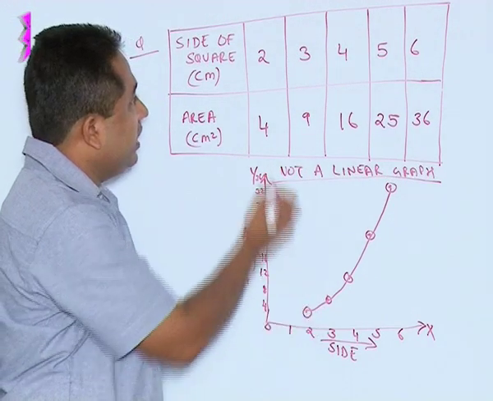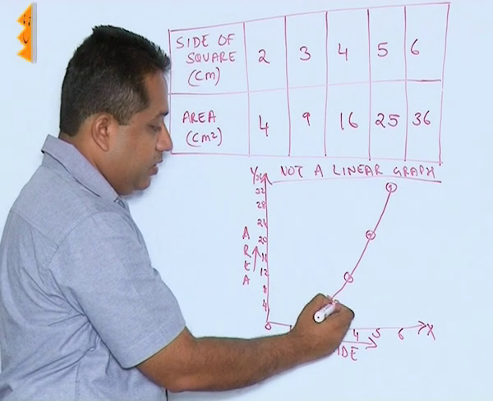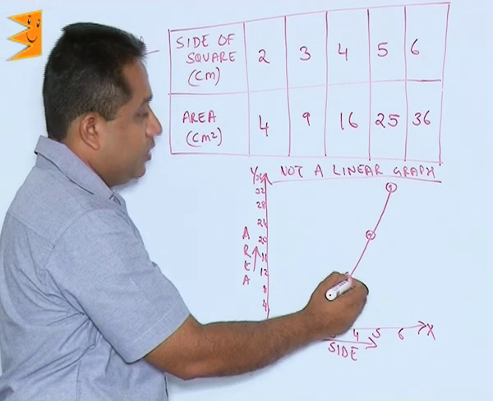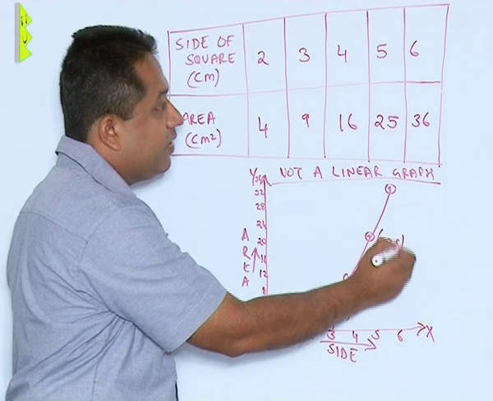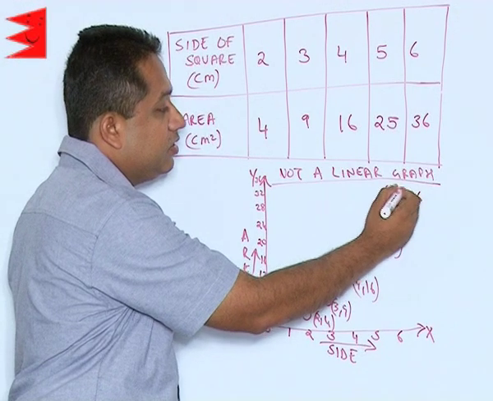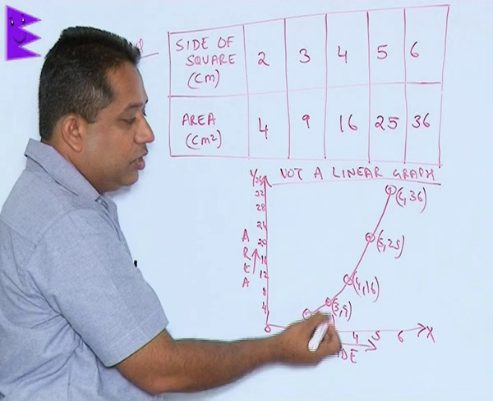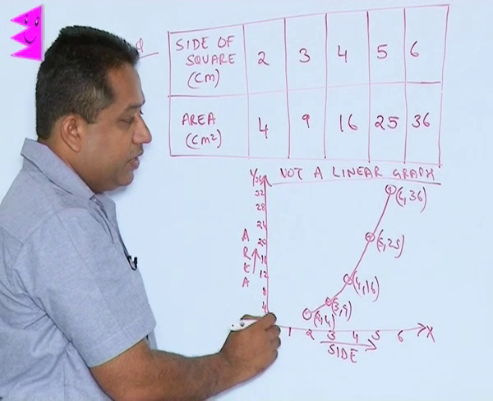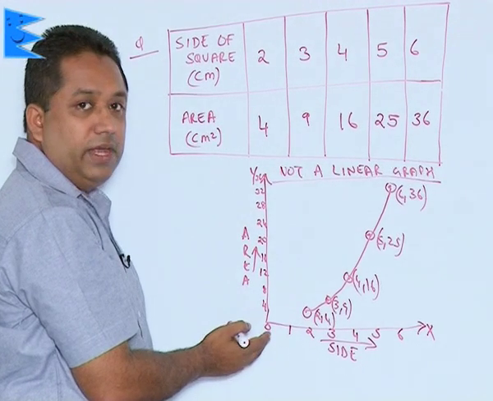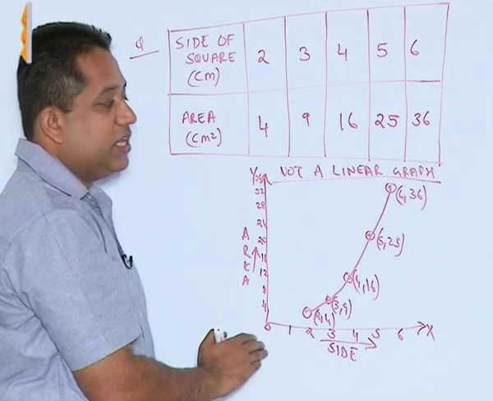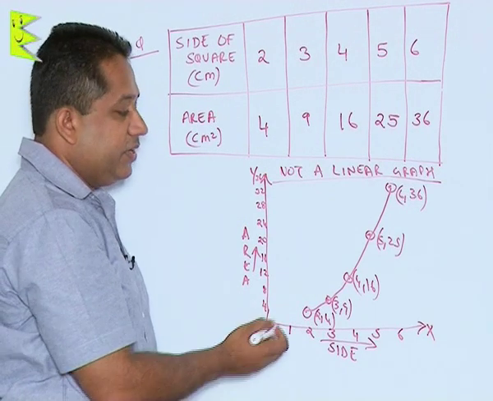So, we can name these points: this is 2, 4, this particular point 3, 9, this was 4, 16, this is 5, 25 and finally 6, 36. So, the graph has been plotted, and we find that the points do not lie in the same straight line, therefore, it is not a linear graph. Points may lie on the same line or may not lie on the same line. If they are on the same line, then we say the graph is linear in nature, otherwise it is not.